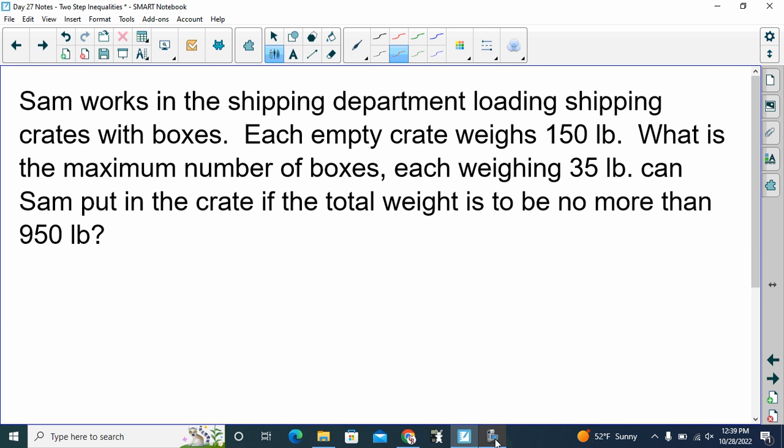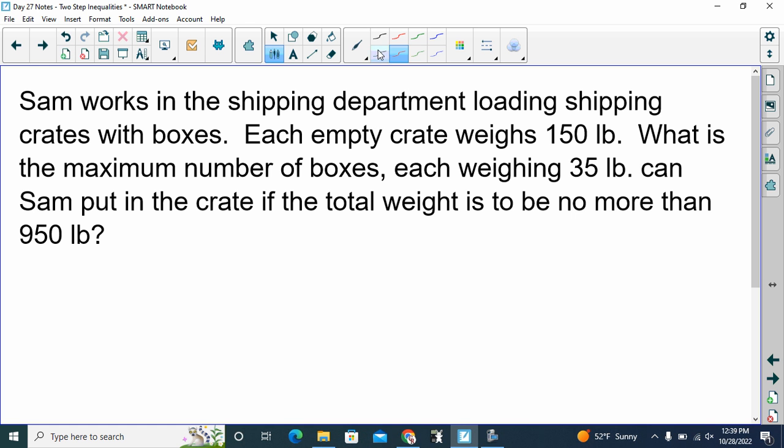Last couple examples are story problems. This one says, Sam works in the shipping department loading shipping crates with boxes. Each empty crate weighs 150 pounds. We are asked, what is the maximum number of boxes, each weighing 35 pounds, can Sam put in the crate if the total weight is to be no more than 350 pounds?